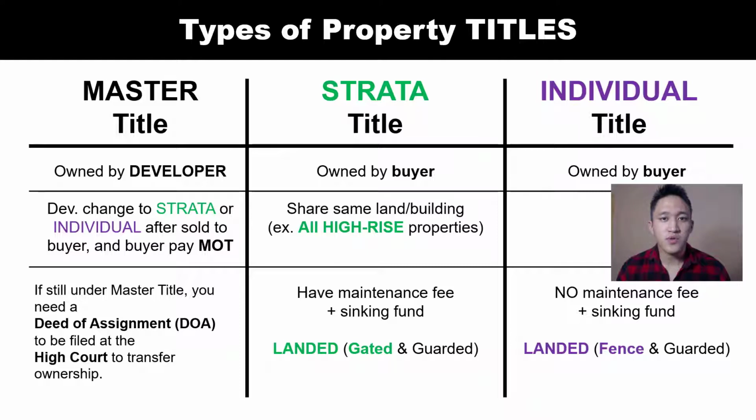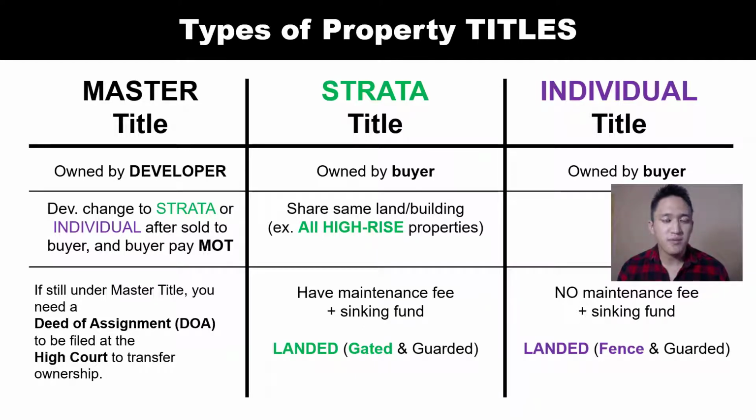Okay, so here's the differences between the three. The master title is owned by the developer, whereas strata and individual are owned by the buyers. Okay, so when the buyers buy the property from the developer, they will change the title to either strata or individual. Okay, now to determine the differences between strata and individual, it's quite easy. If it's a high-rise, it depends on the land that it is situated on. So for example, if the land is shared among multiple units, like a high-rise condominium, then it is definitely a strata. But if it's just one land, one house, then it's individual.